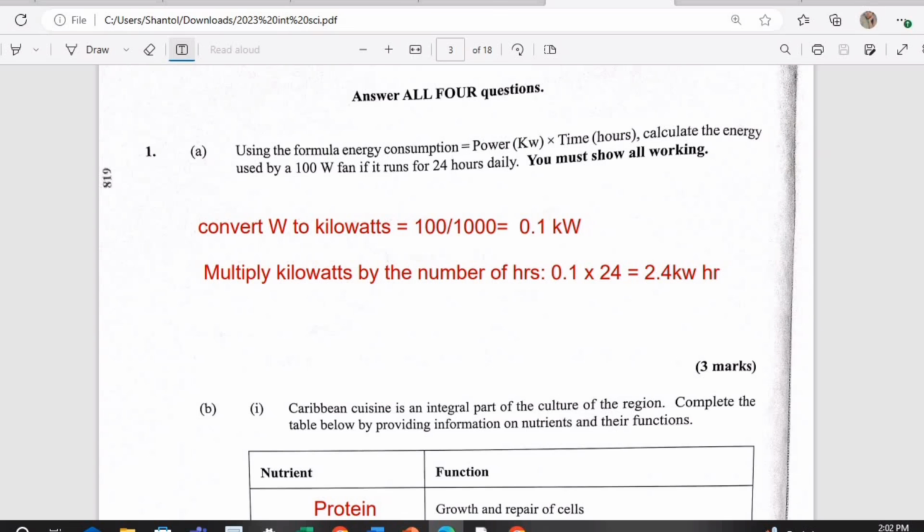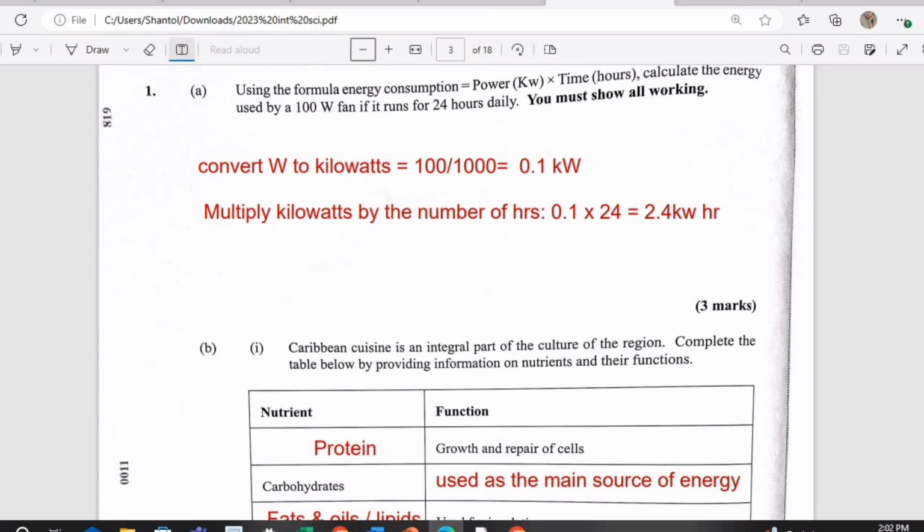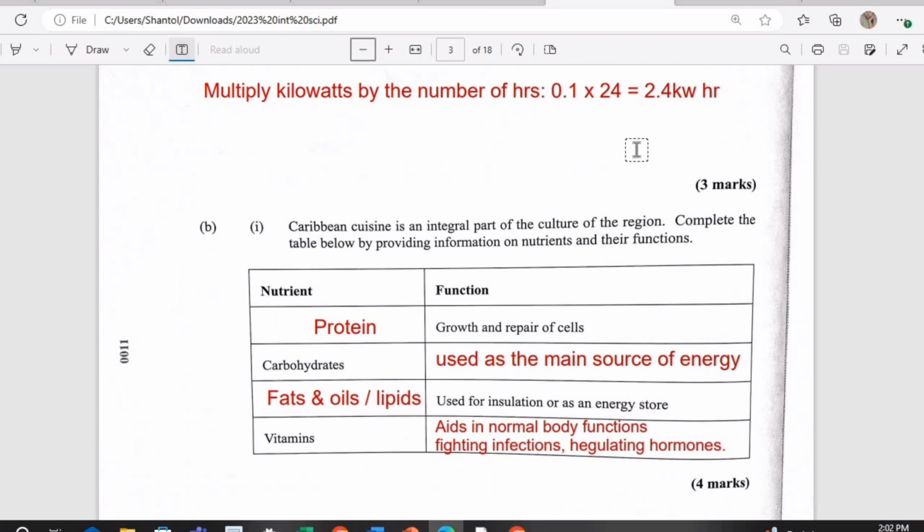The second question on the paper, or the second part of that question: Caribbean cuisine is an integral part of the culture of the region. Complete the table below by providing information on nutrients and their functions. So they left out the space in the table for nutrient, the function. So the first one was blank, and the function was growth and repair of cells. We know the nutrient for growth and repair would be protein.